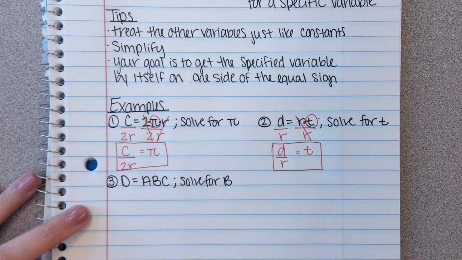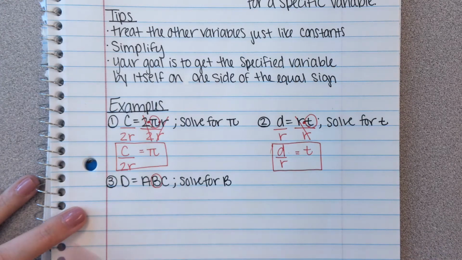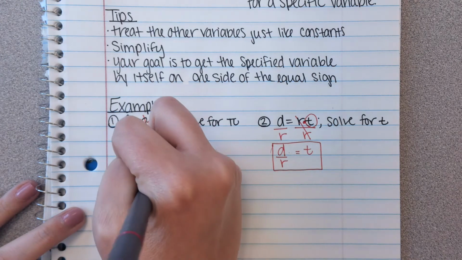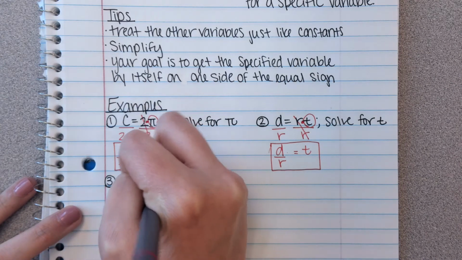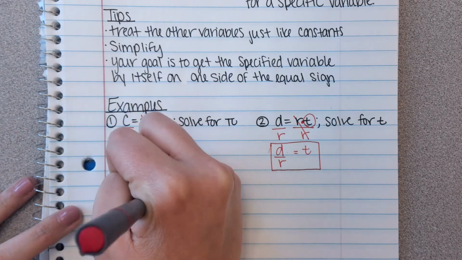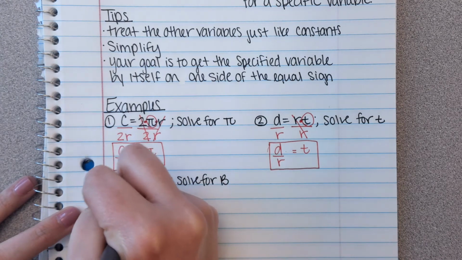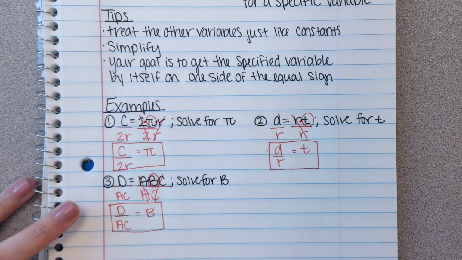All right, number 3, we have D equals ABC. We're solving for B. So this one is very, very similar to number 1. We're going to circle B. We want it to stay. We need to get rid of A and C. We're multiplying all the way across there, so we can do some division. We can divide by both A and C. We know those divide out on that side, and we're left with D divided by AC equals B. And that's your final answer.